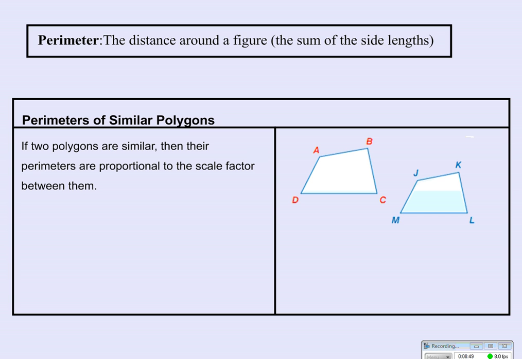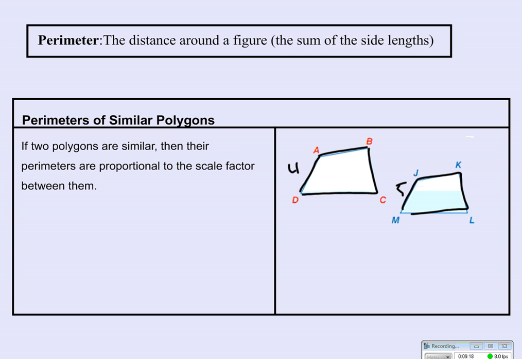So perimeters of similar polygons. Perimeter is nothing more than the distance around the figure. If you walk around the figure, count how far you went. So if two polygons are similar, then the perimeters are proportional to the scale factor between them, which I kind of hope makes sense. So like this is 4, this is 5. They've all got to fall into that same proportion.